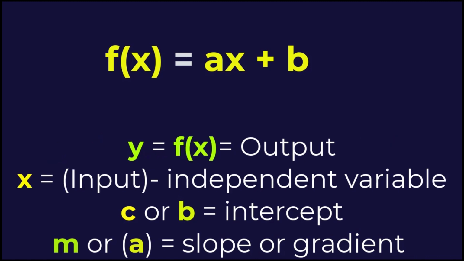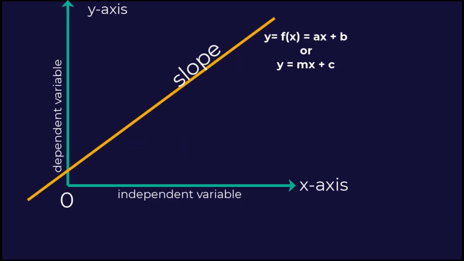We are saying f(x) represents the output, the dependent variable, and x is the input, the independent variable. And a or m represents the slope or the gradient, or we can say the coefficient of the independent variable, which we put on a. The slope tells us the rate of change of the dependent variable. How the dependent variable changes also depends on the slope. c or b represents the intercept, or the value of the dependent variable. This intercept only happens when x = 0.